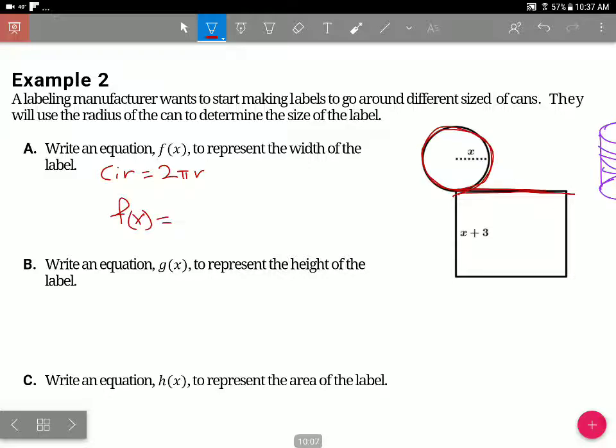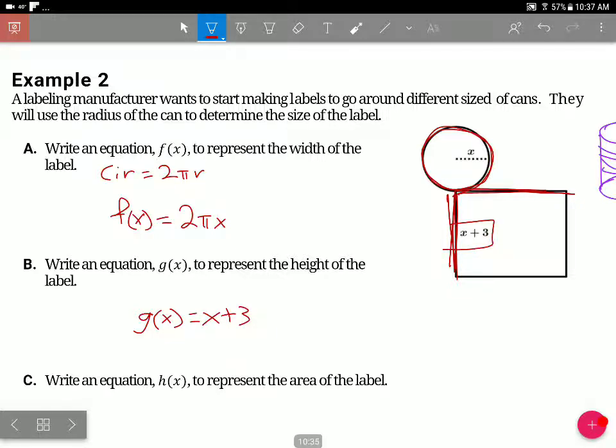equals 2 pi. And what's your radius? X. That's our unknown. Cool? It says write an equation g of x to represent the height of the label. The height right here. Well, what's the height? X plus 3. Just got it straight off of there.